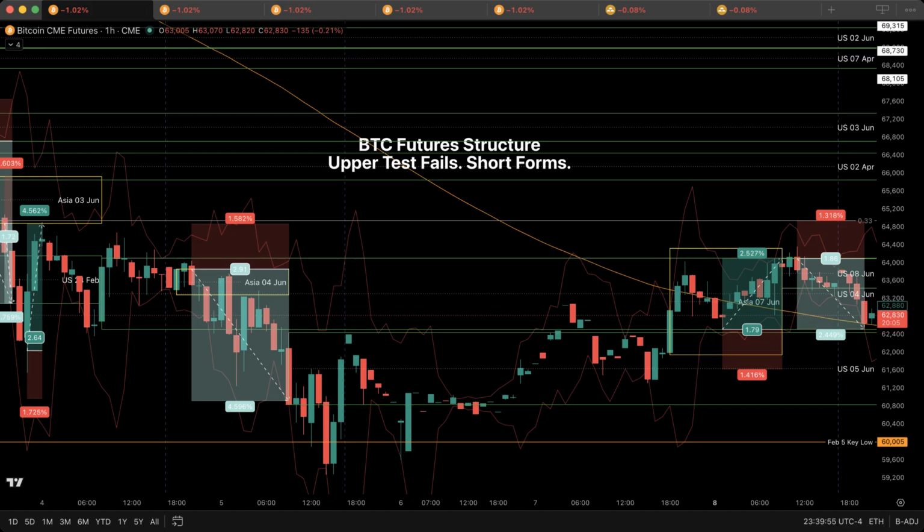A compressed session box can make the next reaction faster. Price has less room to hide. The upper side becomes more important. The lower side becomes more important. But compression alone is not entry. Price must reach. Price must fail. Price must return.